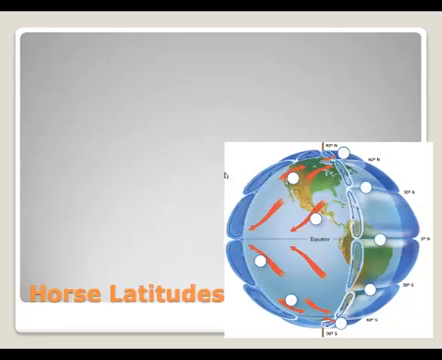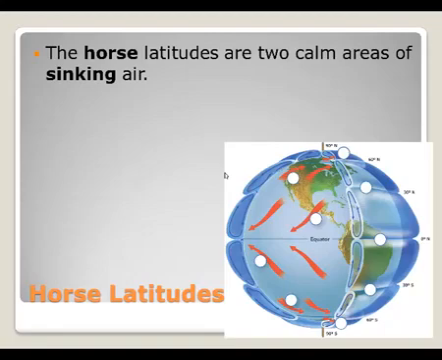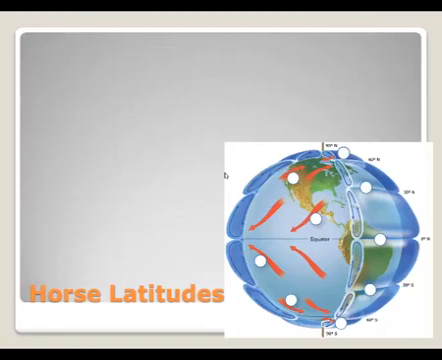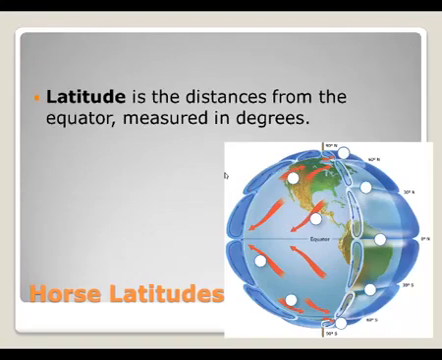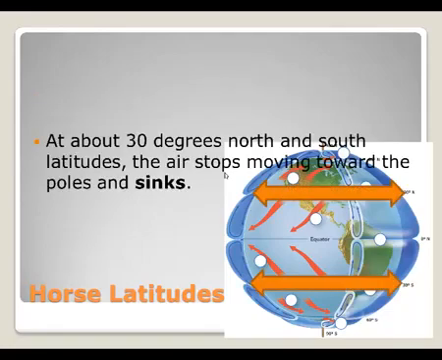The horse latitudes. The horse latitudes were named by sailors. The horse latitudes are two areas of calm, sinking air. Latitude is the distance from the equator measured in degrees. The horse latitudes happen at 30 degrees north and south. Again, label these in your notes.